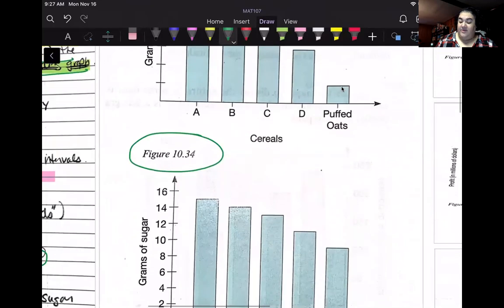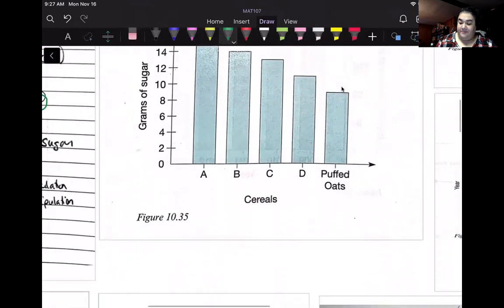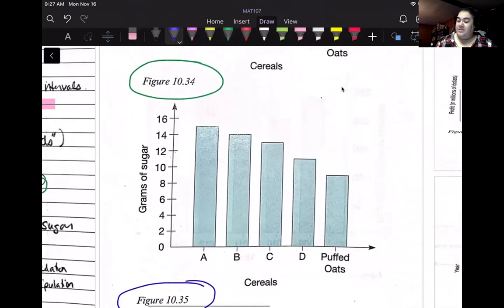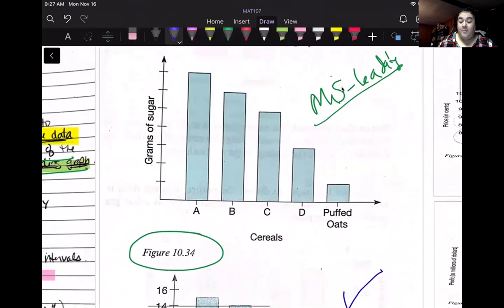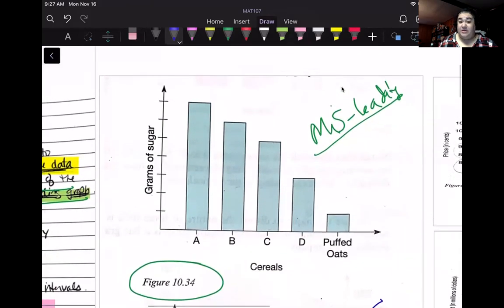Okay. And this one, the 1035, is the one that's more accurate. Okay. Let's look and compare. They're both giving you the same information about the grams of sugar in different types of puffed oat cereals. Each cereal, for the purposes of this graph, has been labeled by a letter. So we've got cereal A, B, C, D, and then the one we're looking at, which is puffed oats.